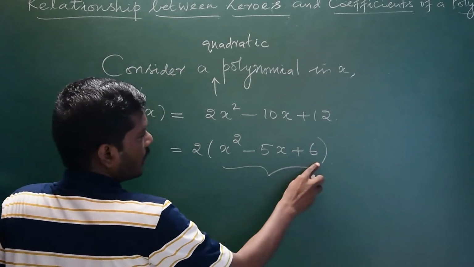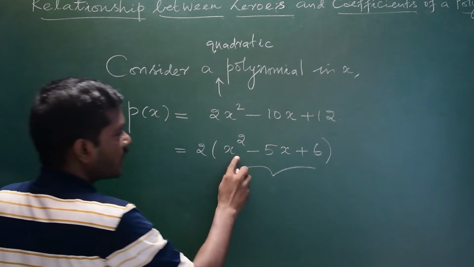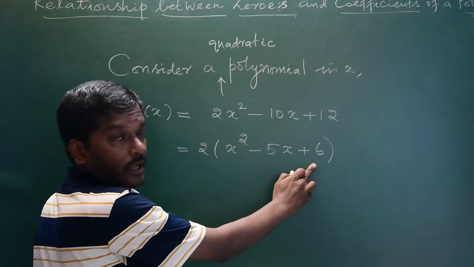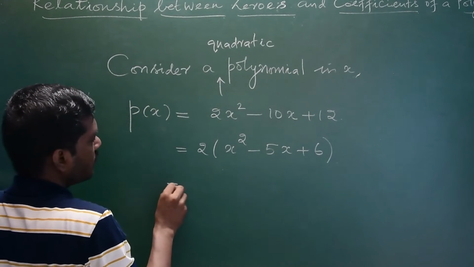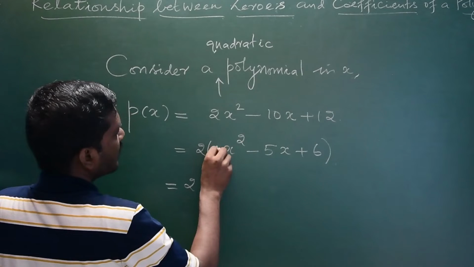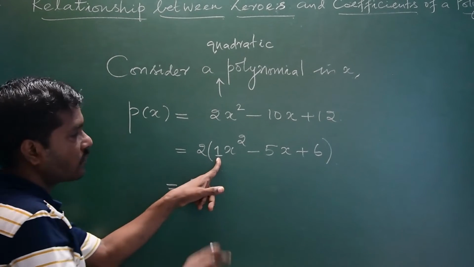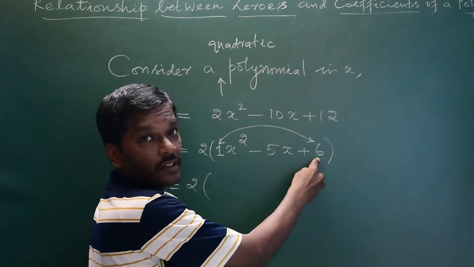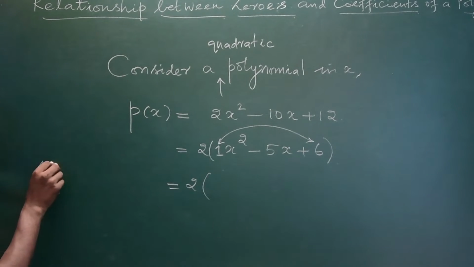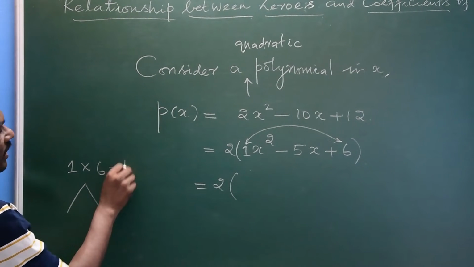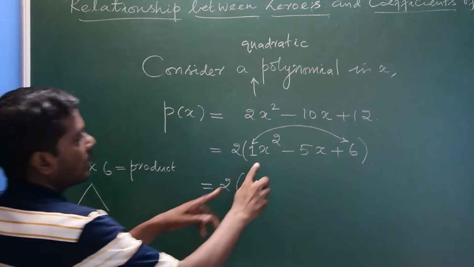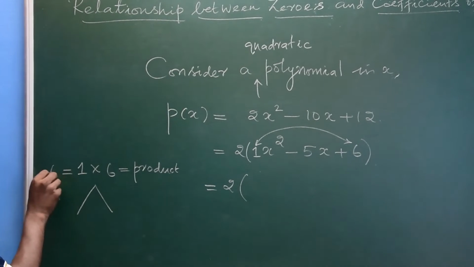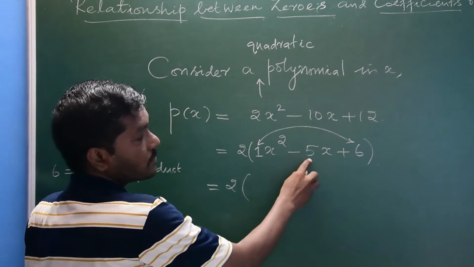Now, this is also a quadratic polynomial. Forget about 2 and take this alone. Now we are going to factorize this using splitting the middle term. What is the coefficient of x square? Here it is 1 inside the bracket. So you multiply the coefficient of x square by the constant term. 1 times 6, this is what we call the product. So we must get 6. And look at the coefficient of x, which is minus 5.